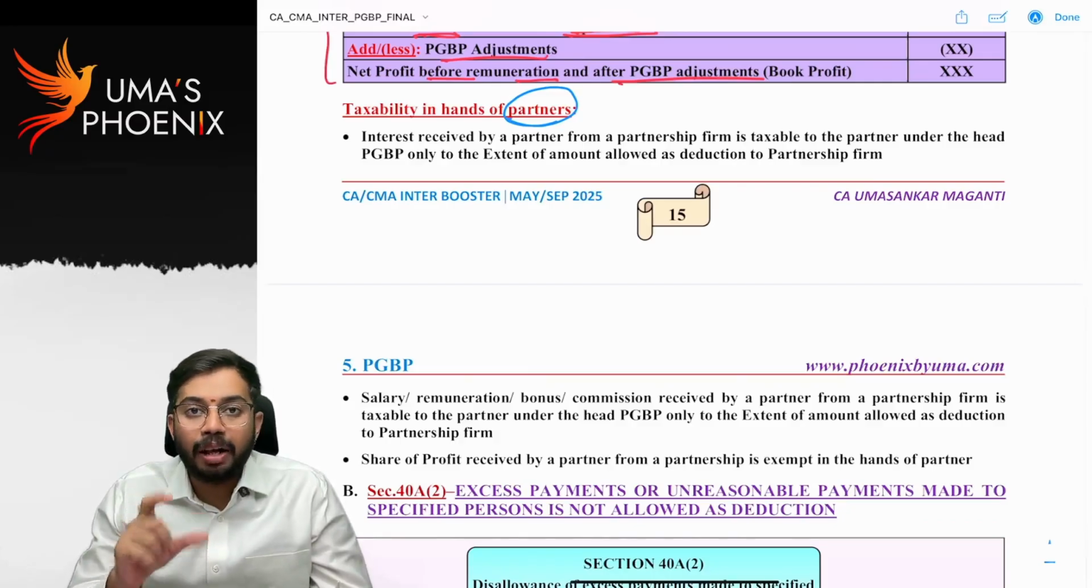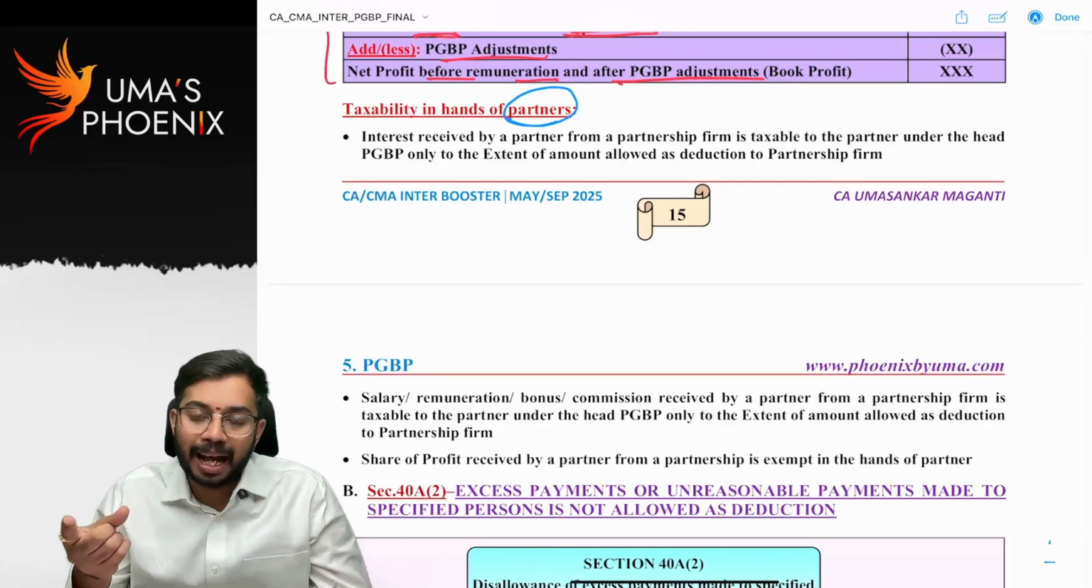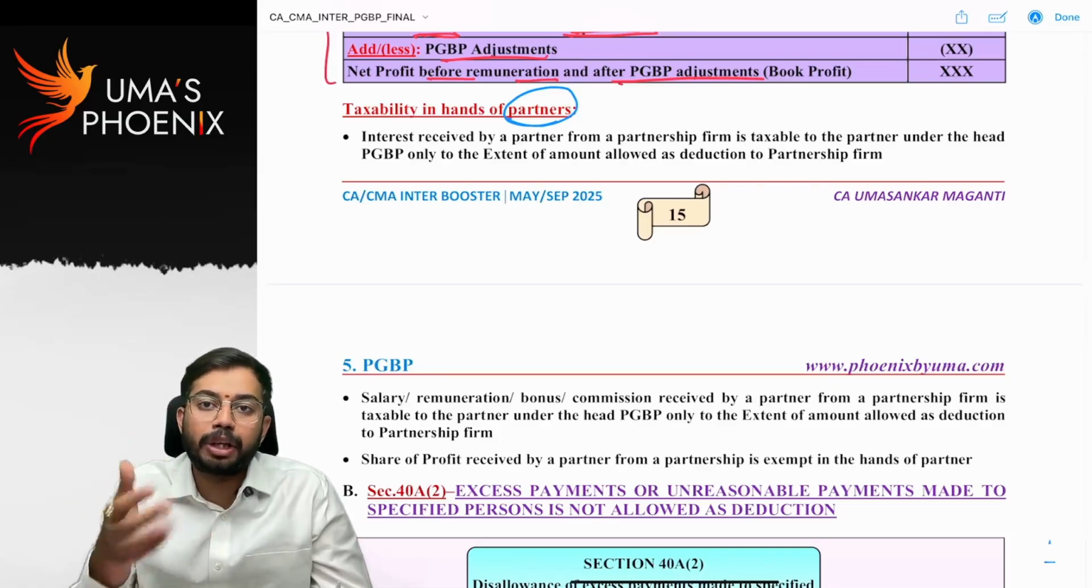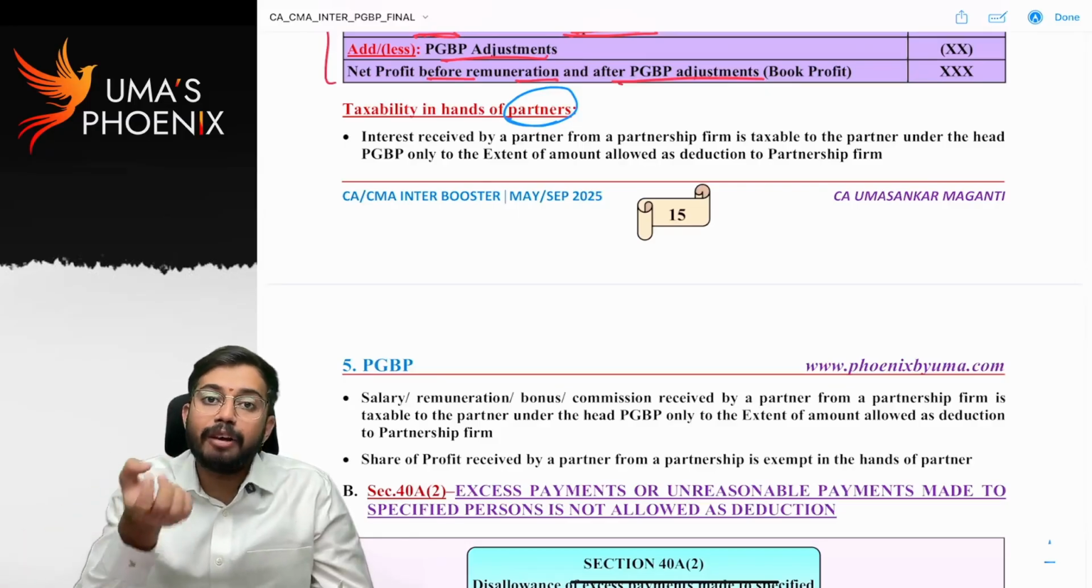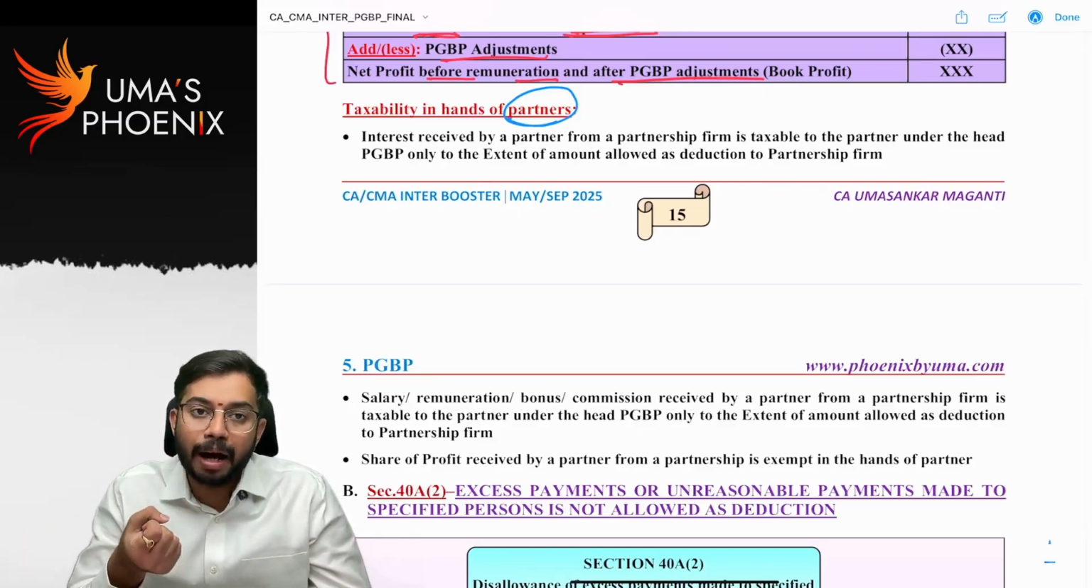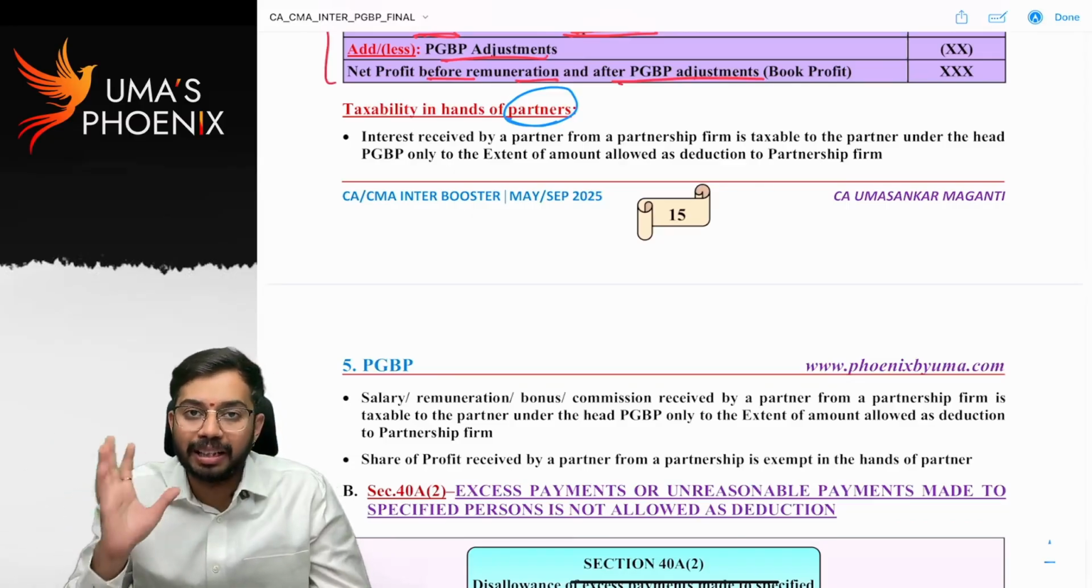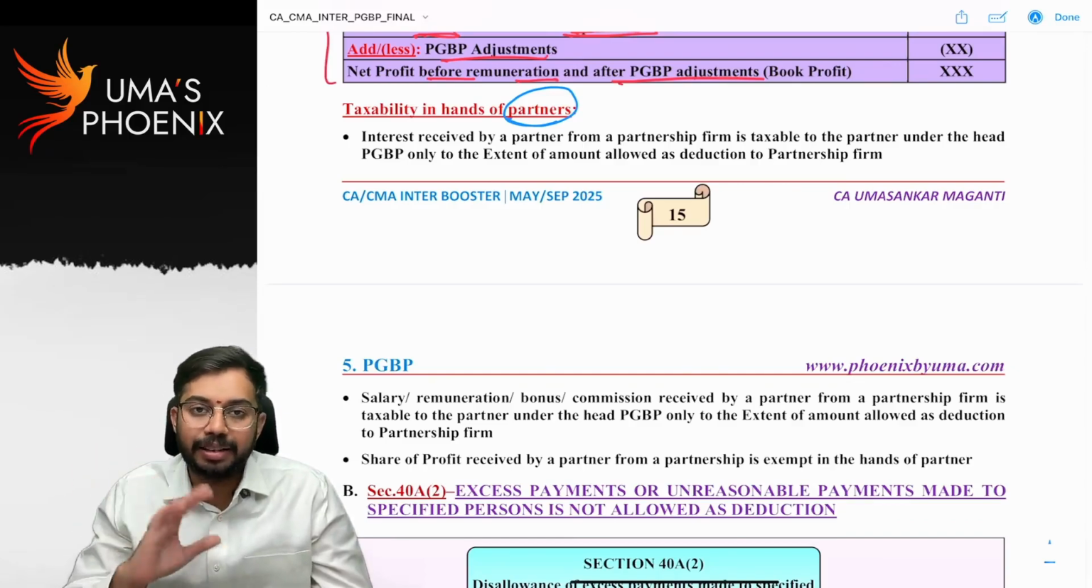Net profit. On net profit, partnership firm will pay tax, right? After payment of taxes, balance profit will be distributed to partners. Share of profit received by partner from a partnership firm is not taxable, it is fully exempt. The reason is partnership firm had already paid the tax liability. Is it clear? Good.